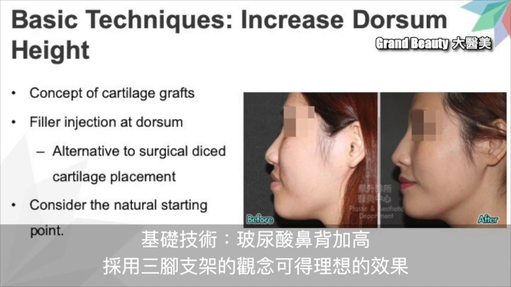On the dorsum, filler placement is an alternative to surgical diced cartilage placement. Patients with a low dorsum, most typically Asian patients, often desire a taller, narrower appearing dorsum. The smoothness and ease of filler placement may make this an attractive alternative. In patients with a low dorsum, it is important to consider the natural starting point, typically at the mid-pupillary line for most Asian patients.